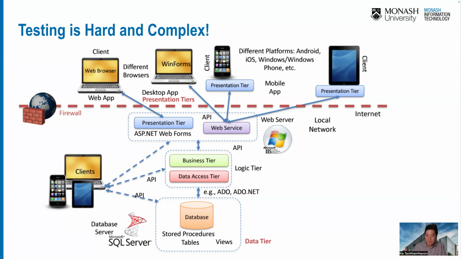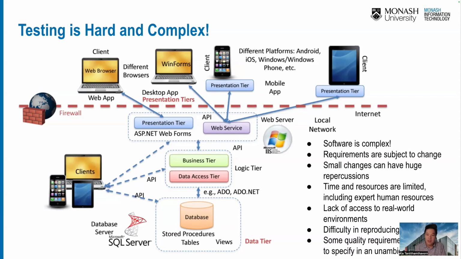So that's why software development projects are really, really expensive. How many software engineers are involved as part of this architecture? So complex, so expensive. As I mentioned, software is really complex. Requirements are subject to change over time. A small change can have huge repercussions as well. The time and resources are limited. As a CEO, we want the next feature tomorrow. How can we do that? So that's why we need to make sure that the process is efficient as well.